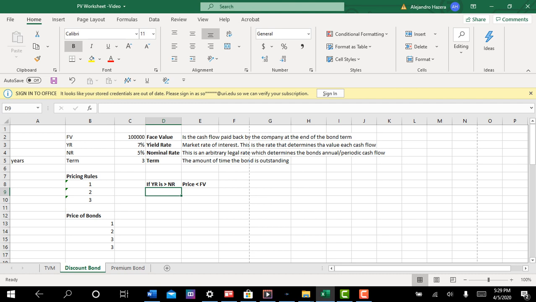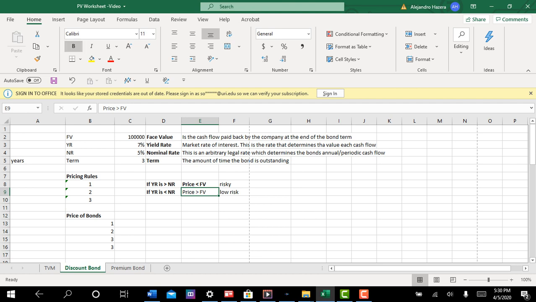Okay, the second rule reflects risky companies. The next rule reflects low risk. Okay, and it's just the opposite of the rule I just gave you. If the yield rate is less than the nominal rate, then the amount you get, which is the price of the bond, is going to be greater than the face value of the bond.